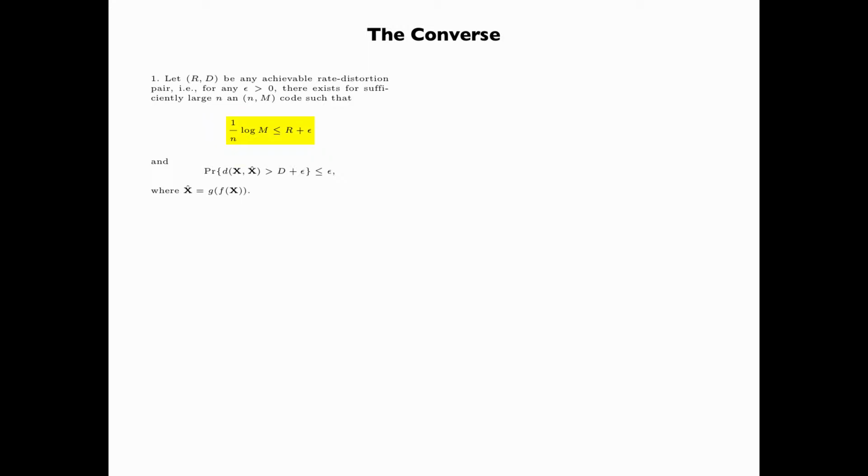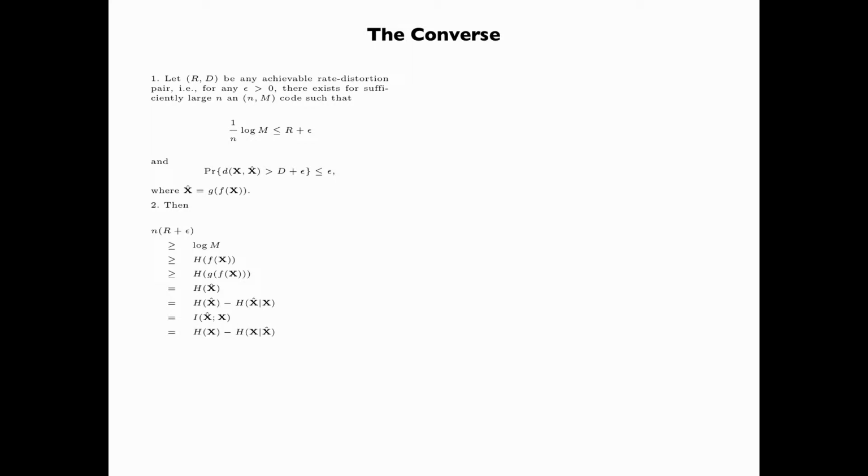Now from this assumption, we have n times (R plus epsilon) greater than or equal to log M. Since M is the size of the codebook, we have log M greater than or equal to the entropy of f of x, which in turn is greater than or equal to the entropy of g of f of x. And this is equal to the entropy of x hat. Now we subtract from it H of x hat given x, which is equal to 0 because x hat, the reproduction sequence, is a function of x, the source sequence. And this is equal to the mutual information between x hat and x.